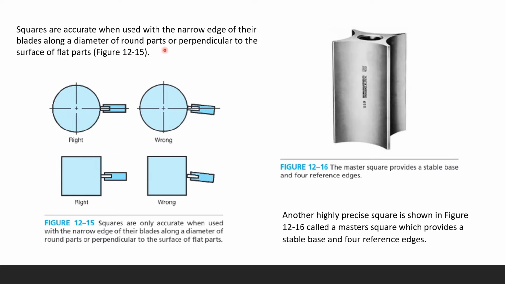Squares are accurate when used with a narrow edge of their blades along a diameter of round parts or perpendicular to the surface of the flat parts. Here in this picture you can see a highly precise square, and we call that a master square because it provides a stable base and full reference edges. The master square, most of the time we use as a reference, or also the standard.